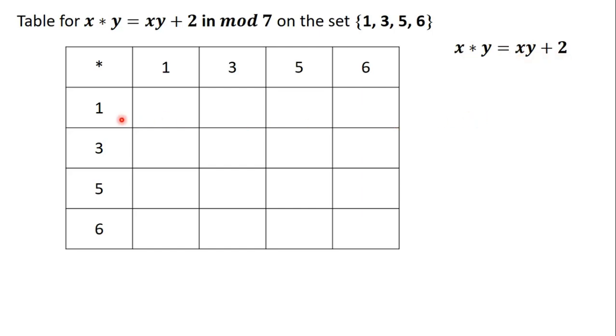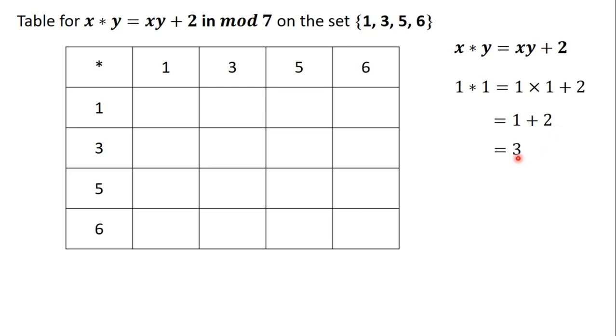Let's fill the table. The first one is 1 star 1. So it means that x is 1 and y is 1. So 1 star 1 will be equal to xy, which is x times y. So 1 times 1 plus 2. 1 times 1 is 1. So you have 1 plus 2.